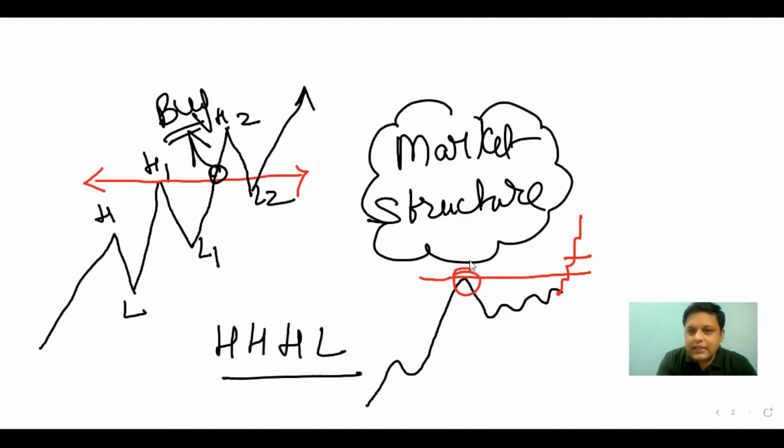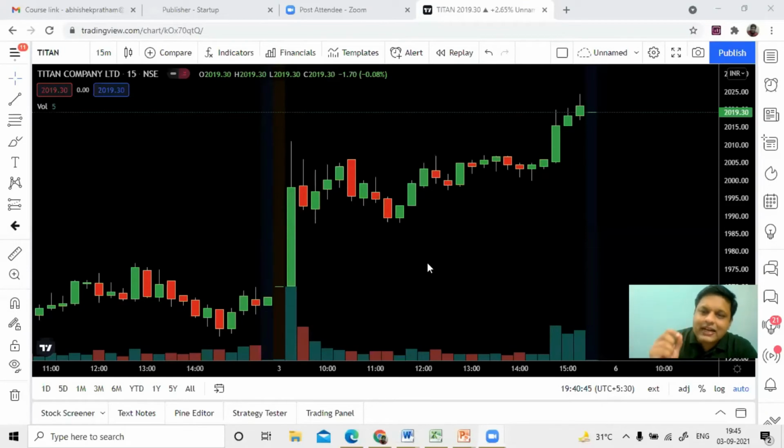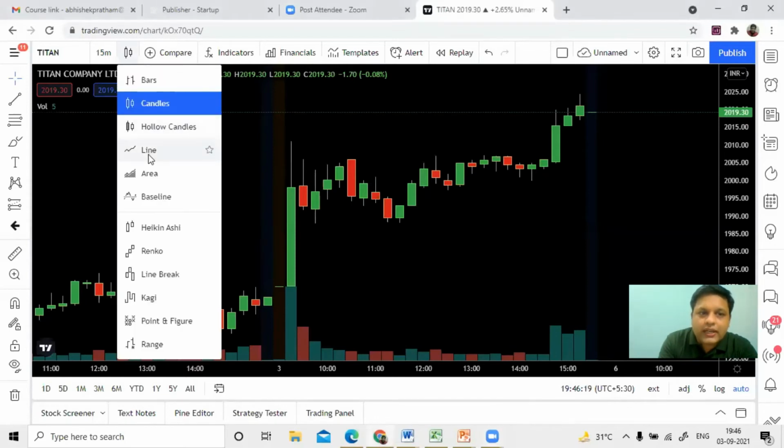Most of us debate whether the line chart is good or the candlestick chart is good. We debate something like this. If you want to identify a higher high and a higher low, the best way is to convert your chart into a line chart.